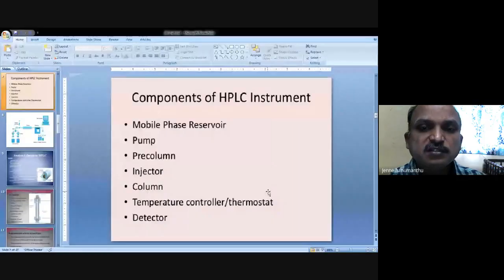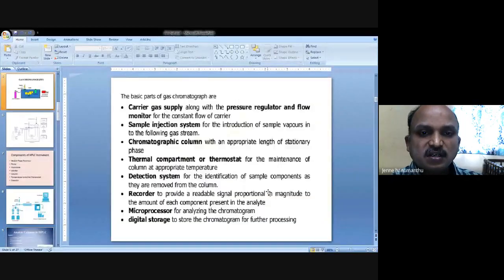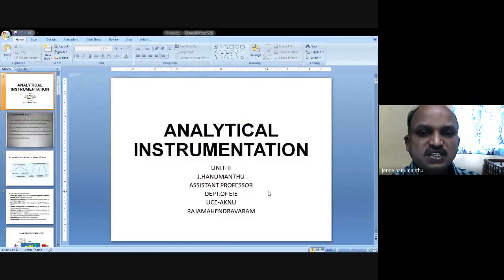Dear students, last class we discussed gas chromatography. In this gas chromatography, what is the basic principle? The gas acts as a carrier that carries the unknown sample into the column. Then it is vaporized by a thermostat or thermal instrument.